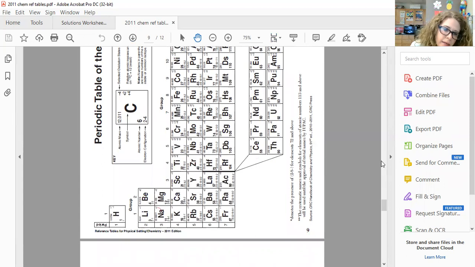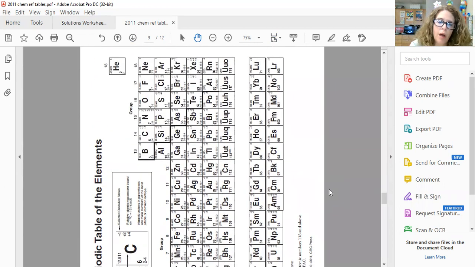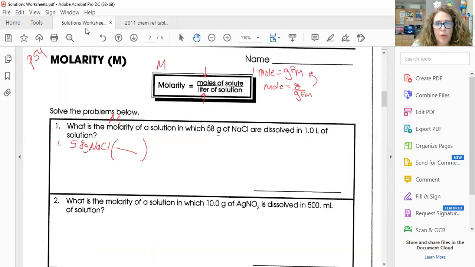Right, here's our gram formula mass, right? We have sodium with its mass of 23, and we have chlorine over here with a mass of 35. So I have my 23 plus my 35, and that is equal to what again? Let's do it on our calculator just to make sure, right? So 23 plus 35 is equal to 58. That means that 1 mole of sodium chloride has a mass of 58 grams.